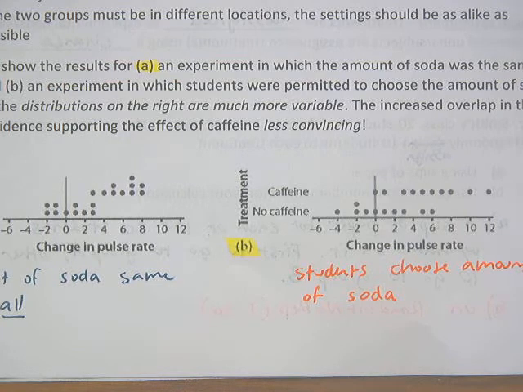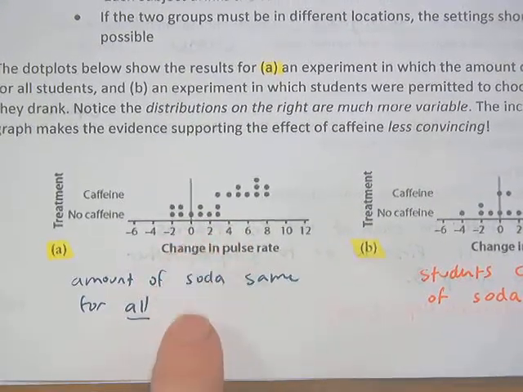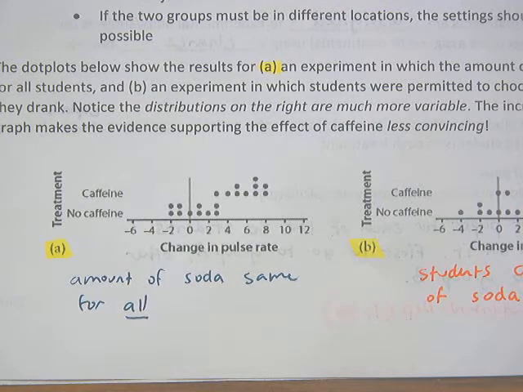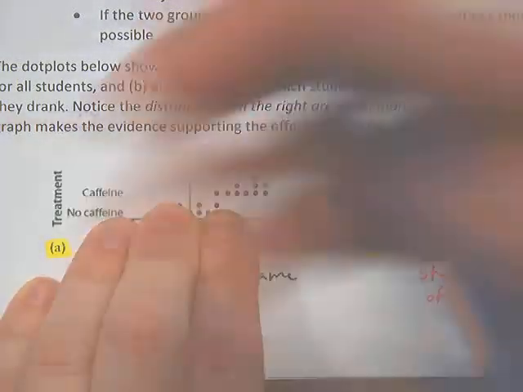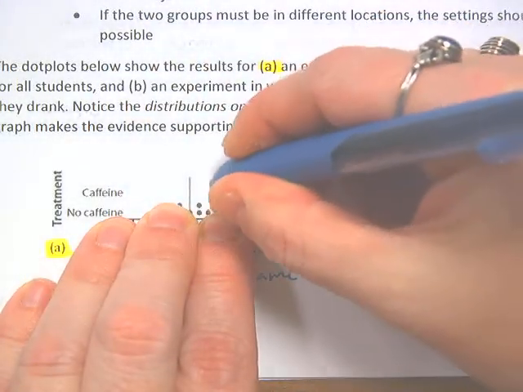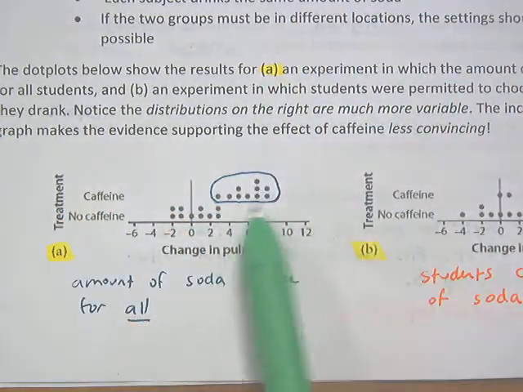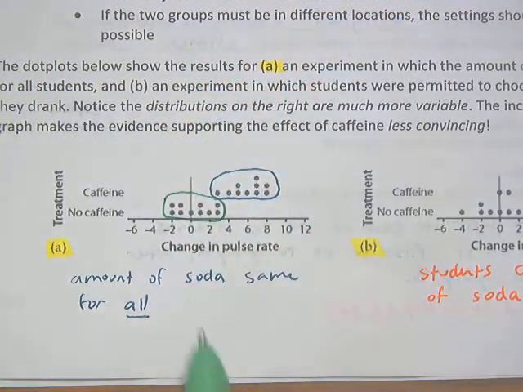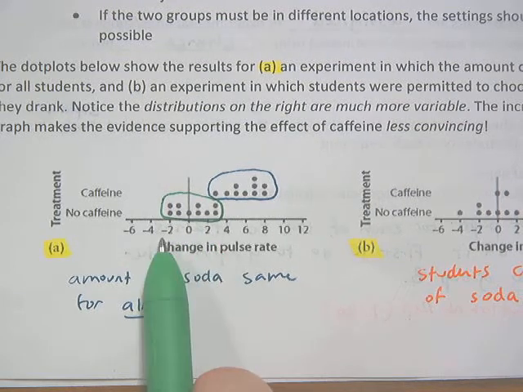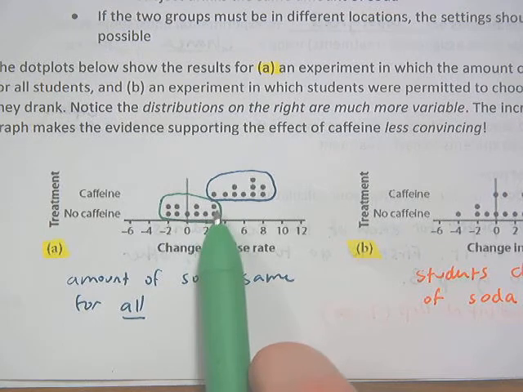The increased overlap in the graph makes the evidence supporting the effect of caffeine less convincing. Here's all that is saying, okay? Over here, the well-designed experiment where everyone gets the same amount, it's really easy for me to see as the researcher that if you group the dots for caffeine together, the pulse rates are much higher than the group with no caffeine. It's easy for me to tell that. The change in pulse rate is higher for those that consume caffeine. There's not really a lot of overlap there.